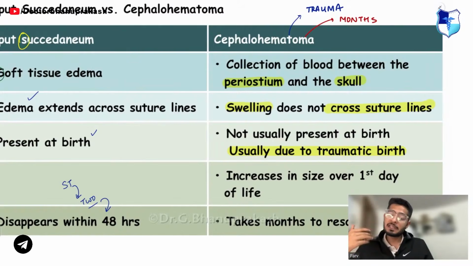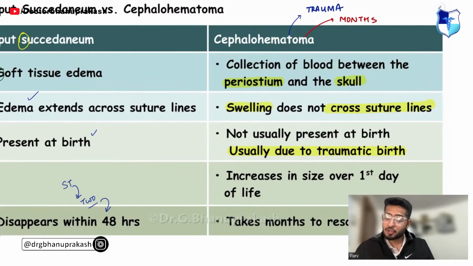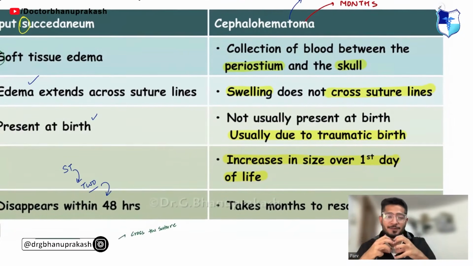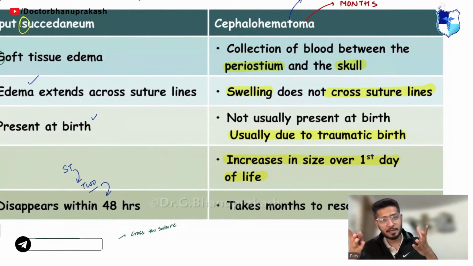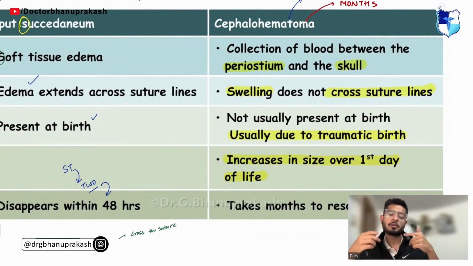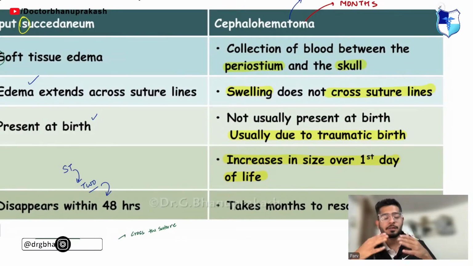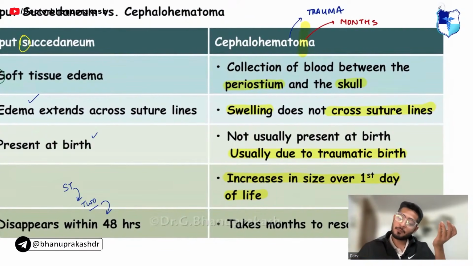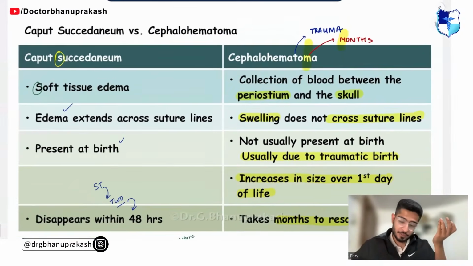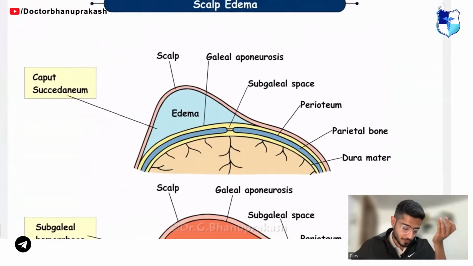And then you have increase in size over the first day. So cephalohematoma will show increase in size over the first day. Any trauma for that matter is going to increase in size. So cephalohematoma is going to develop after trauma, and any trauma is going to expand a little initially, right? And cephalohematoma has this M word, so it is going to take months to resolve.